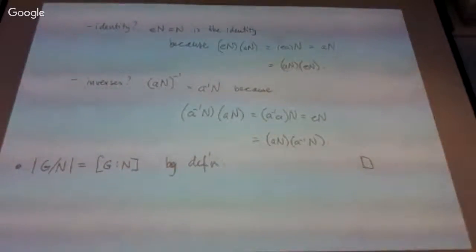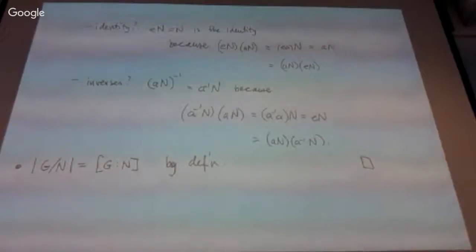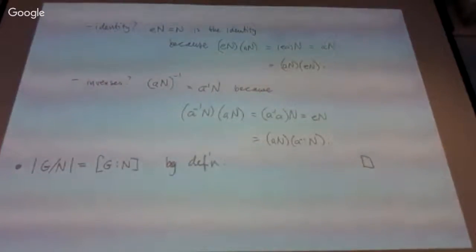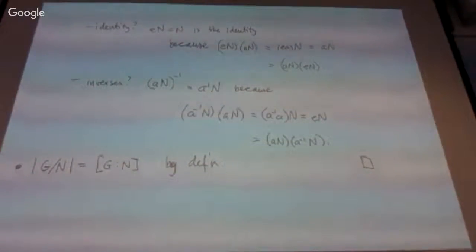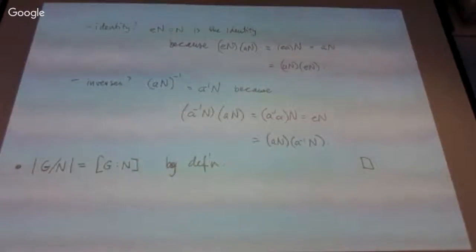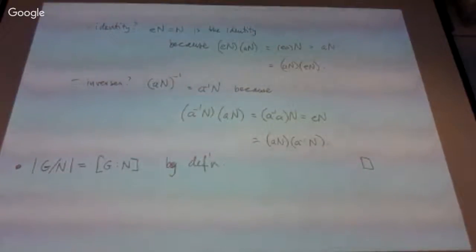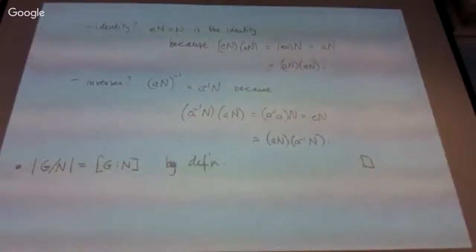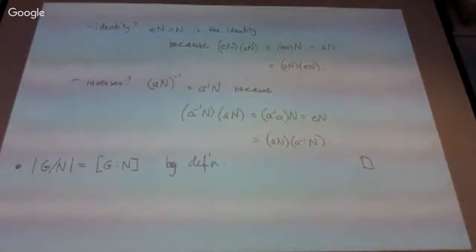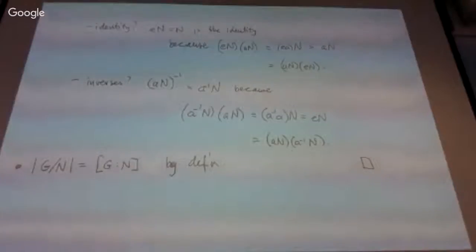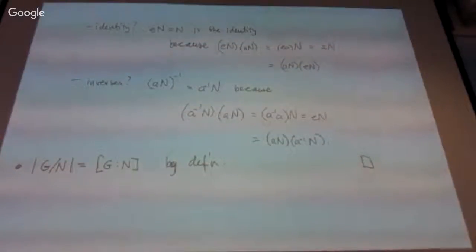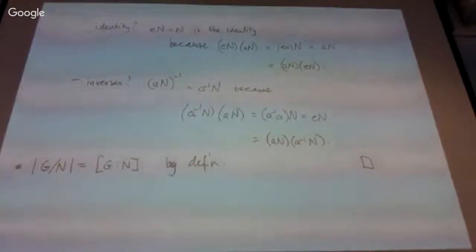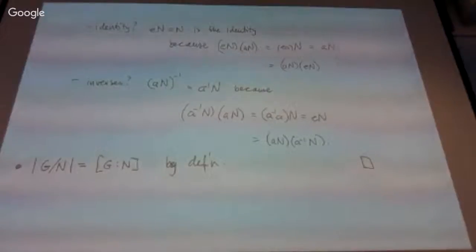Now we have how we can do factor groups. Well, for two reasons. Firstly, because this works. And secondly, because N is a subgroup, so it's closed under inverses. So if you take all the inverses of everything in N, you get N.